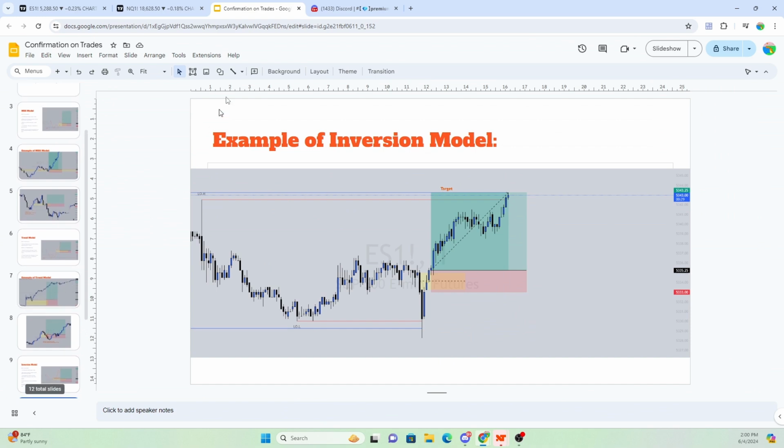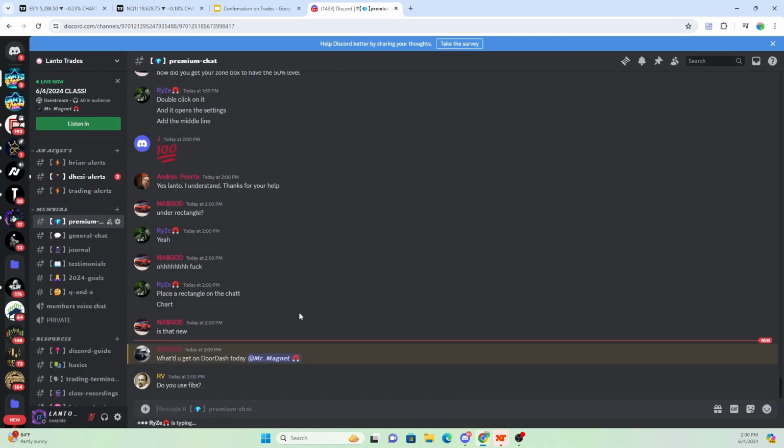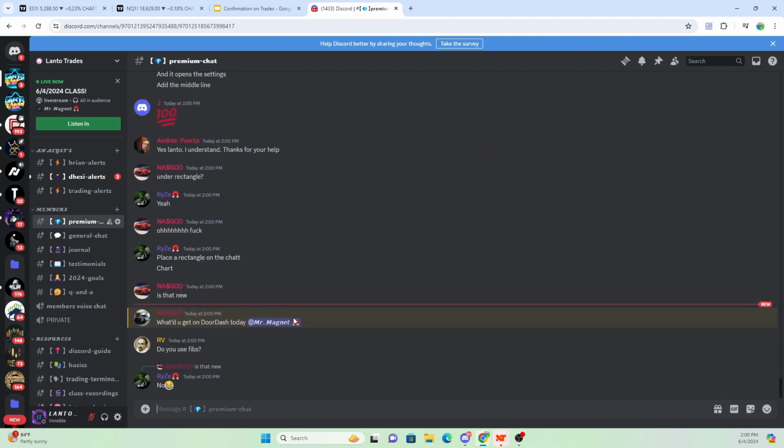Hopefully this helps though. It's just always a candle close over, right? Validation is just a short-term good candle close to validate the trade.